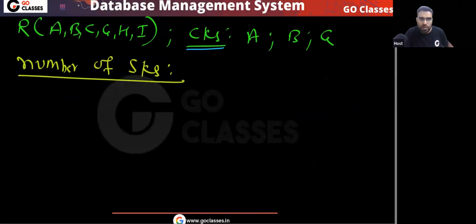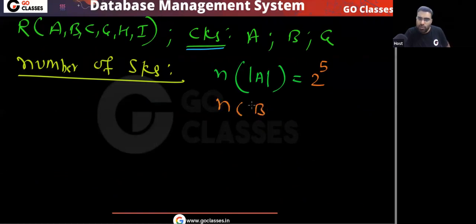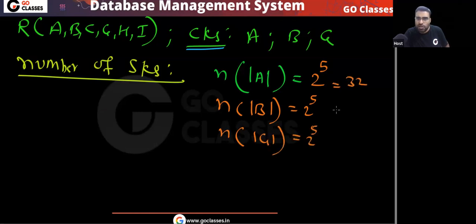Tell me, how many supersets of A are there? That will be 2 power 5. The same value you will get if I ask how many supersets of B are there, and also how many supersets of G are there. 32, 32, 32. So the same value you will get. So these you can add.